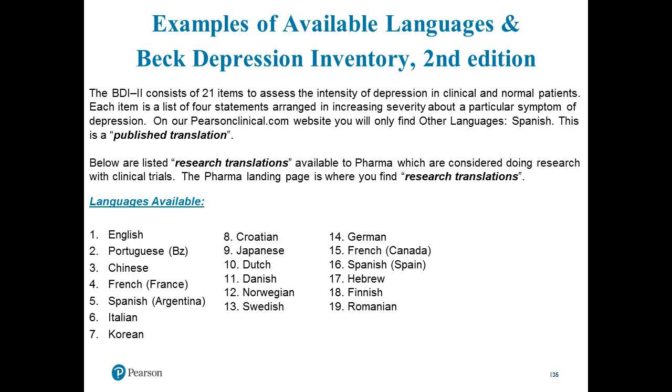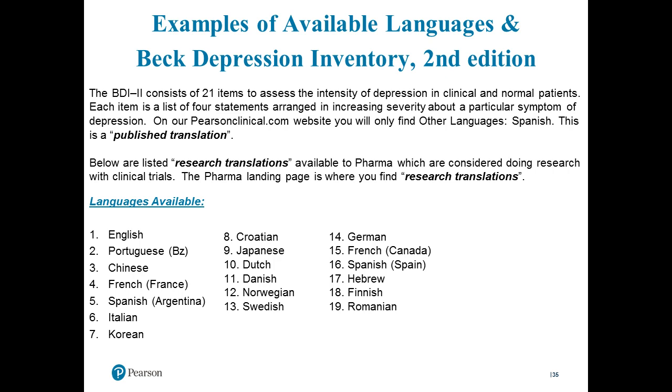So when you go to the Beck Depression Inventory and you search for that, you will find other languages on the pearson.clinical.com website in Spanish. So that would be considered the published translation, that version of the test in Spanish. However, if you go to the Pharma website, what you're going to find are many more research translations that, if you so choose, you could use one of those research translations as well. Or if you wanted to add languages, you could do that if you follow the sequence that we just described.